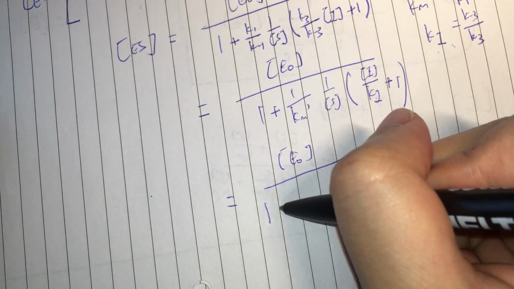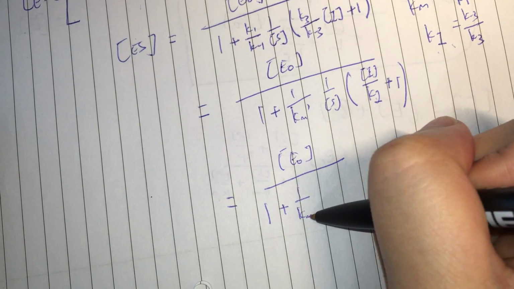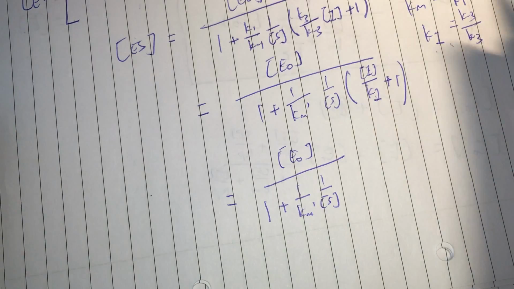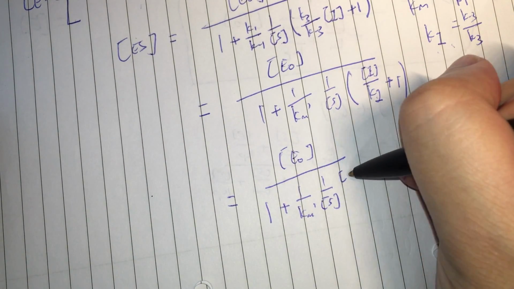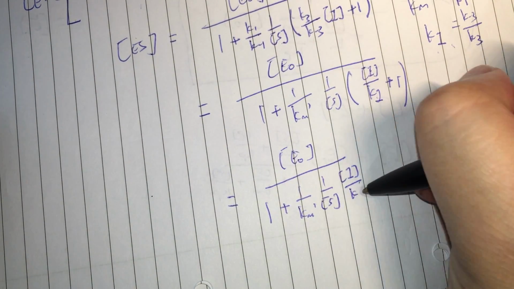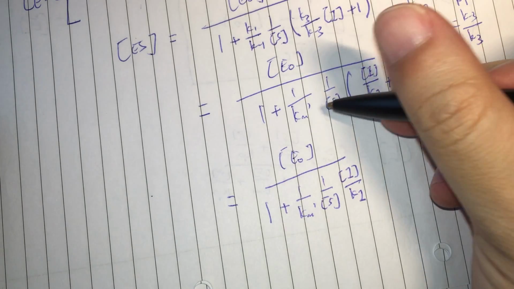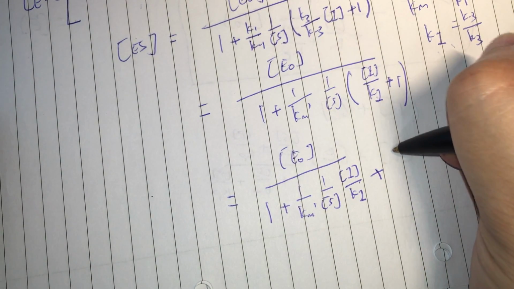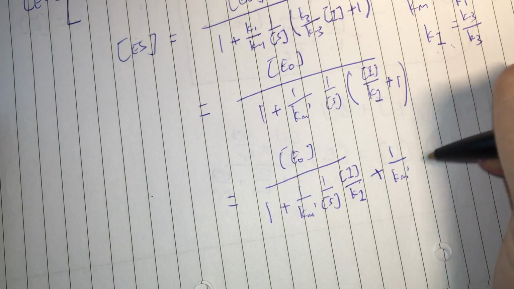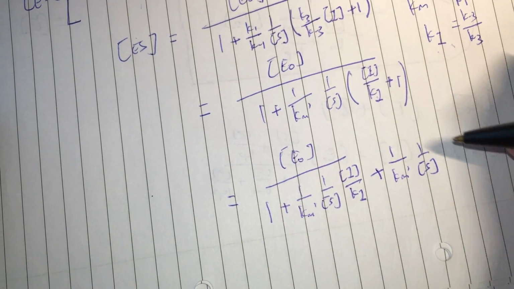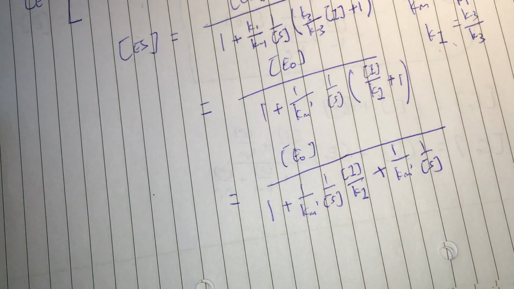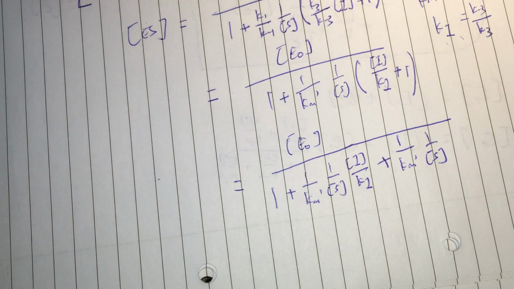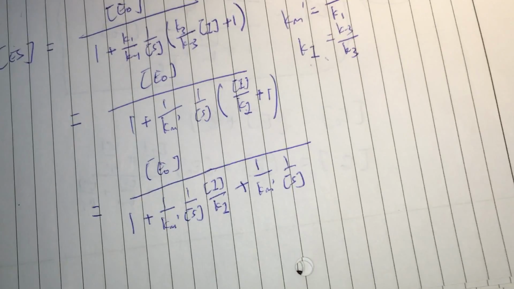E naught over 1 over Km prime, 1 over S. So I will have the I on top and Ki at the bottom. Then I will have plus 1 over Km prime, 1 over S. There you go. Now I have the ES value. I can just substitute that back into the first equation.